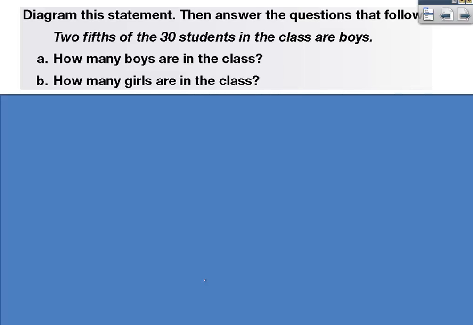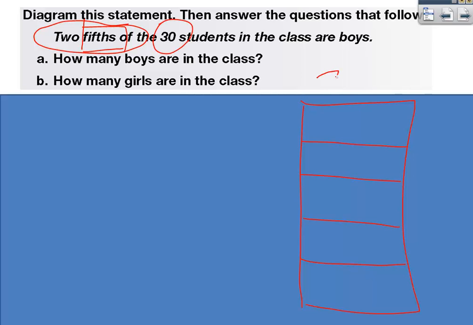Okay, so maybe you're stuck a little bit. So let's start right here where it says 2/5. First thing is we're going to key in on the fifths. So that means what I want you to do is draw a box and divide it up into fifths. 1, 2, 3, 4, and 5. So I've got 5 parts. Now I know I've got 30 students total. Well, how many times does 5 go into 30? It goes in 6 times. So I'm going to put a 6 in each one of these.